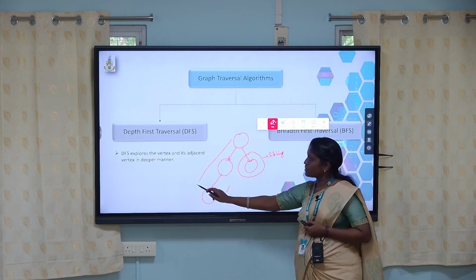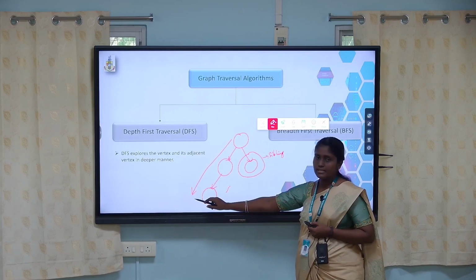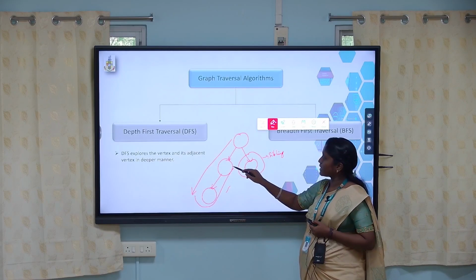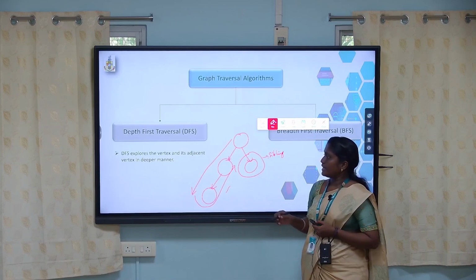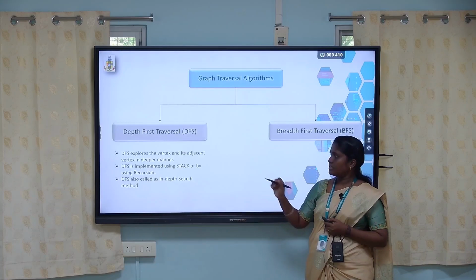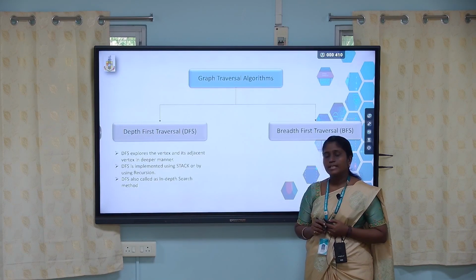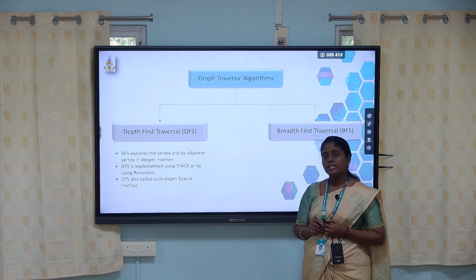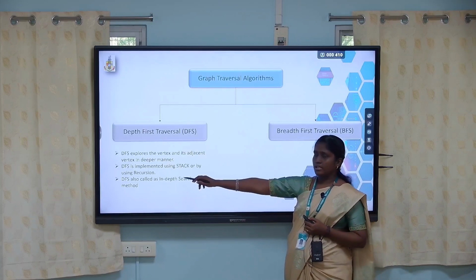Once it reaches the deepest node, that is the leaf node, it calculates the path, and then it traverses back and reaches its sibling nodes. So this is depth first traversal. It is implemented using the stack data structure and the recursion technique. If any node is unvisited in the graph, and a node has no further nodes to be visited, then it backtracks to the previous node and visits the remaining unvisited nodes. So the recursion will happen there.